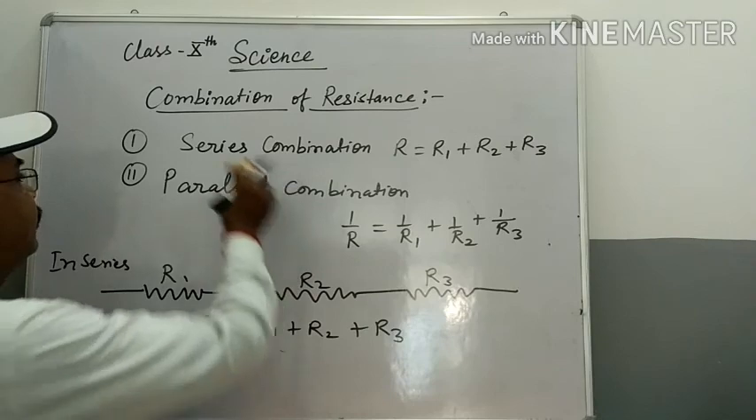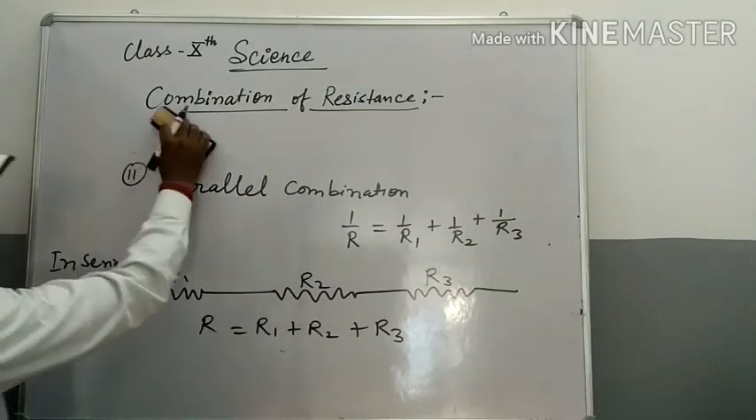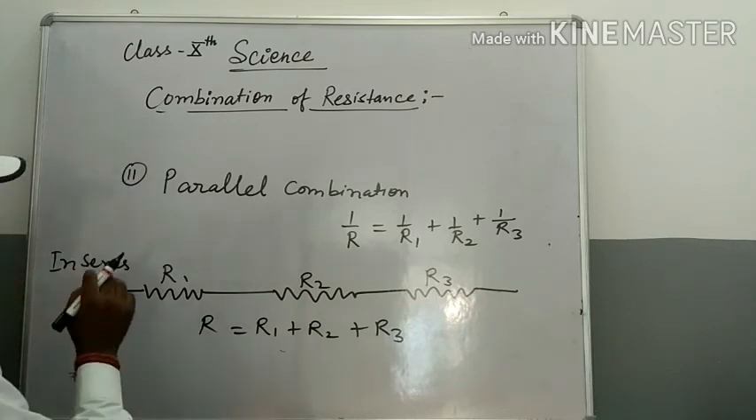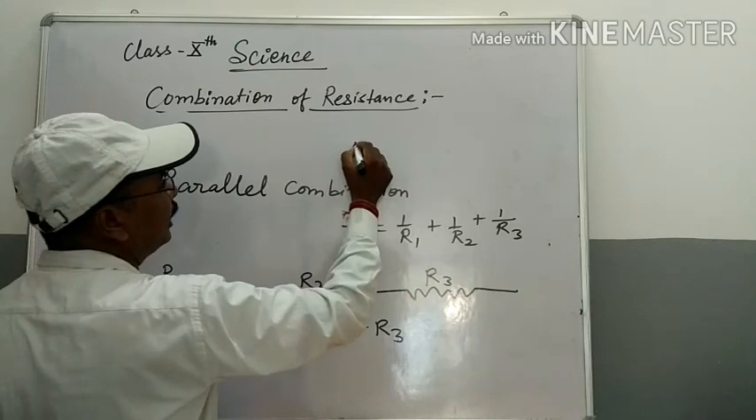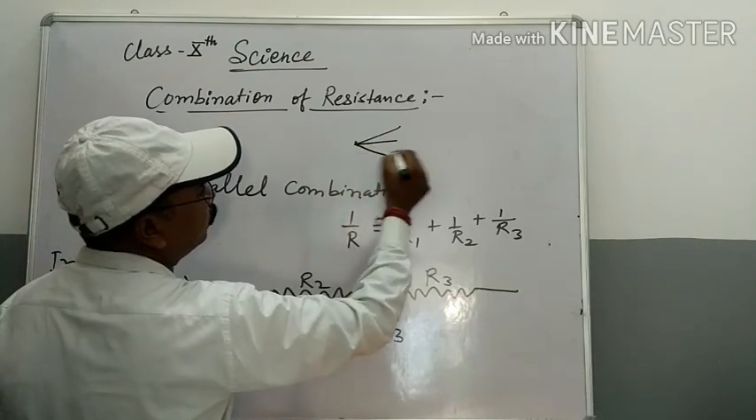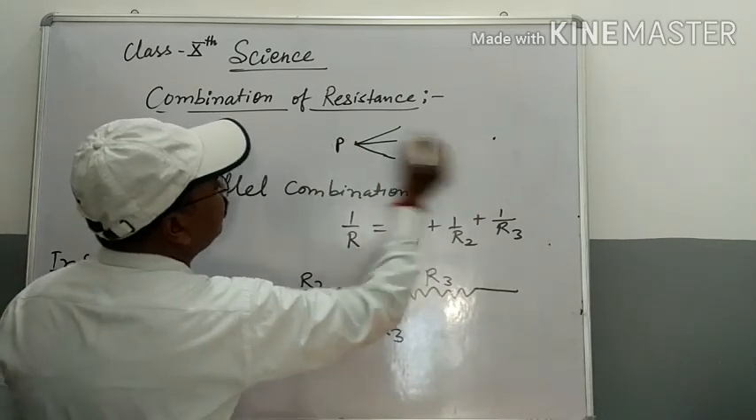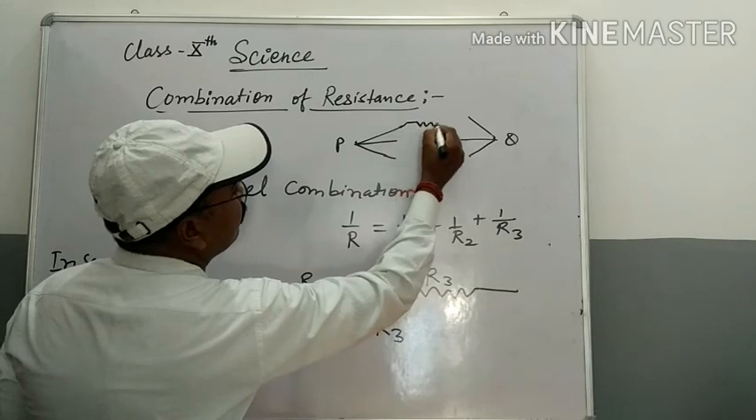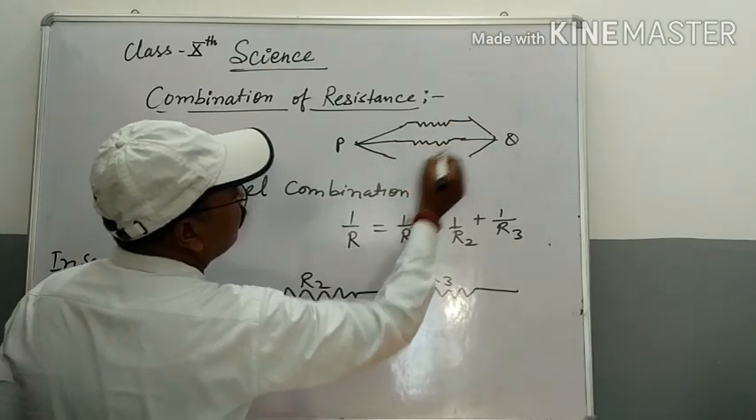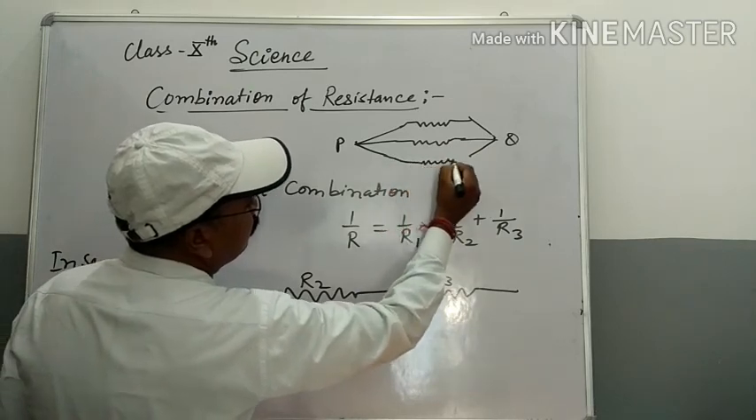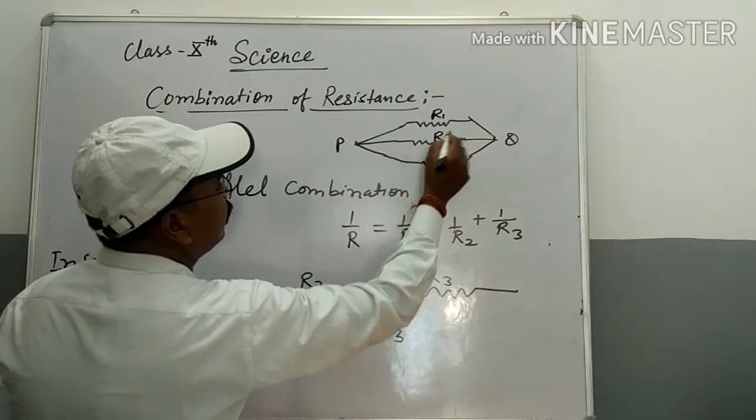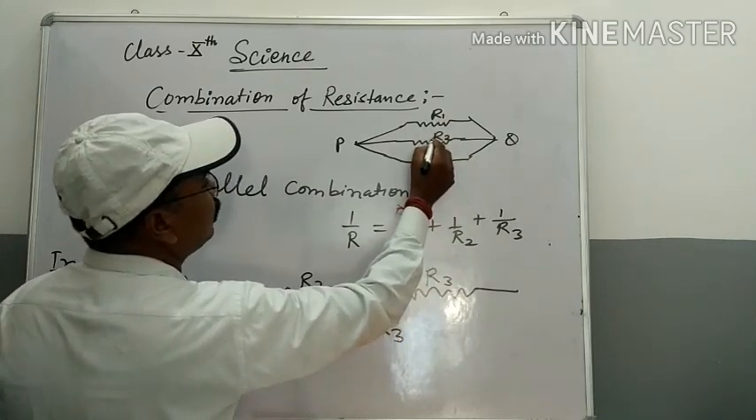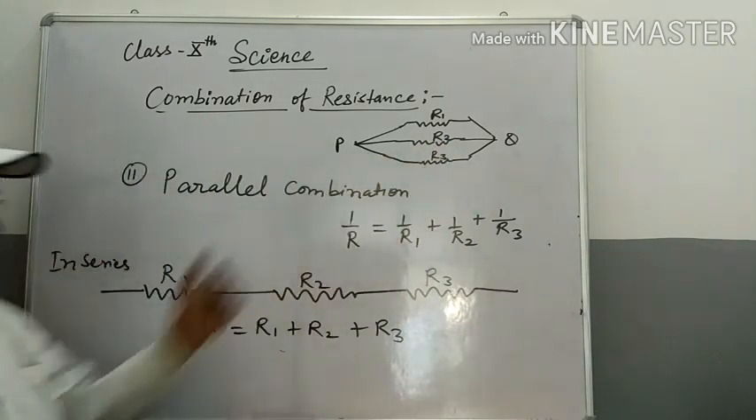On the other hand, students, in the case of parallel combination, individual resistances R1, R2 and R3 are combined between the same two points, P and Q.